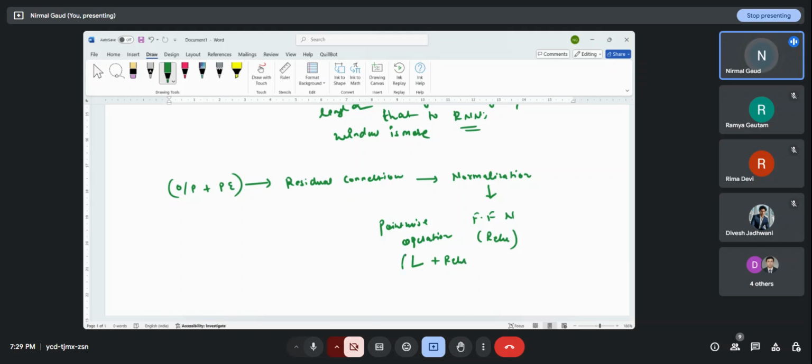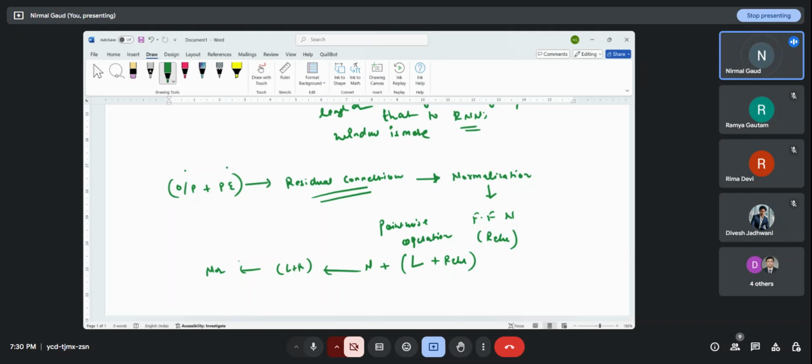Linear, ReLU. So give this output from attention plus positional embeddings to form a residual connection that will be given to the normalization. Normalize it, then give it to the linear plus ReLU. Then again normalization, then linear plus ReLU, and so on. There are some series of layers present here.